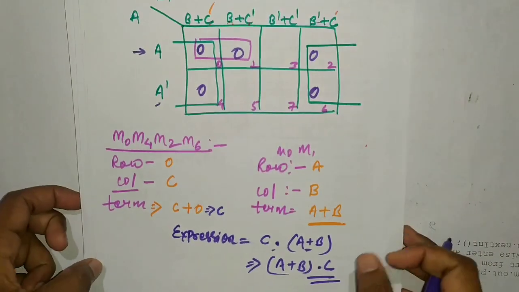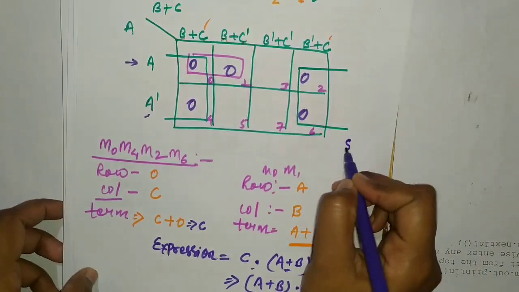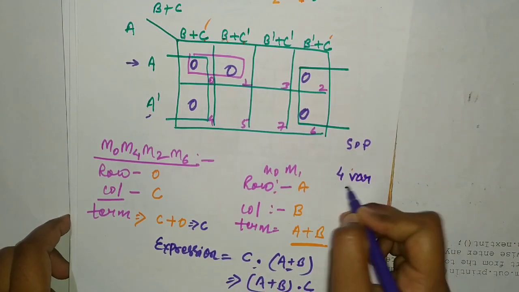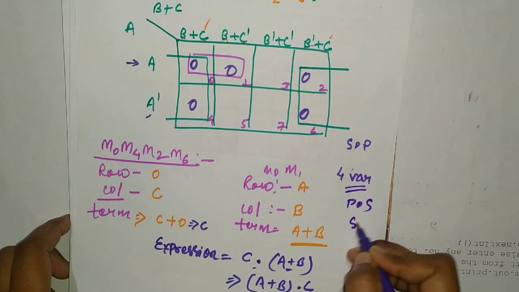For the previous video you can see the question of SOP, and in the next video you can see a 4 variable K-map for POS or SOP.